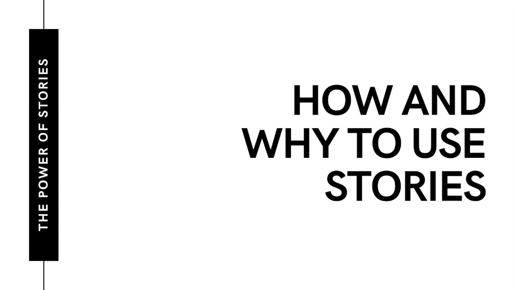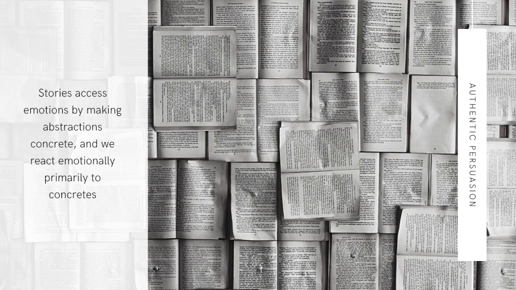But how do we actually use stories to do this? Well, first of all, let's step back and ask why are stories so impactful? There's actually two related reasons, but I want to focus on the emotional side first. Stories access emotions by making abstractions concrete. And what we react emotionally to is primarily concrete. This is tied to the other reason stories are impactful and elicit emotions: abstractions don't exist. They stand for, or their meaning is, the specific things in reality they refer to.